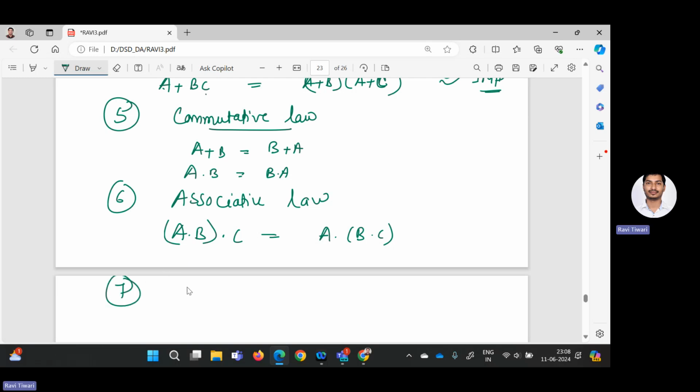The seventh rule says that always give priority first to the NOT gate, then you give the priority to the AND gate, and then you give the priority to the OR gate.